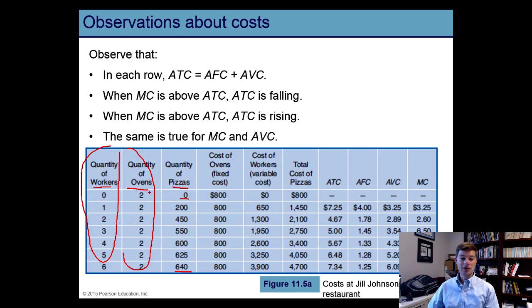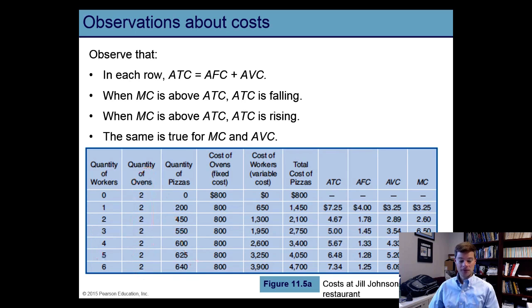You'll notice that ovens in the table are fixed. That lets us know that ovens are a fixed input. The quantity of workers changes. It goes from 0 to 6. So this tells us that workers are the variable input. So we can increase the quantity of pizzas that we're producing from 0 to 640 by increasing the quantity of workers that we're using. But you'll notice that ovens stay fixed at 2.